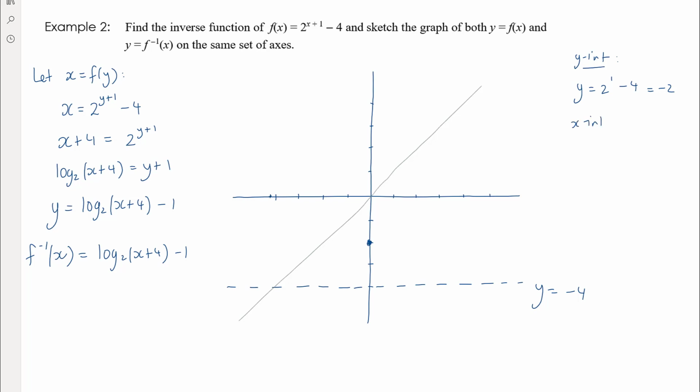My x-intercept is 0 equals 2 to the x plus 1 minus 4. So 4 equals 2 to the x plus 1. 4 is 2 squared. Don't need logs here. So 2 is equal to x plus 1, which means that x equals 1. Okay, so we get our exponential graph, which is our original function.